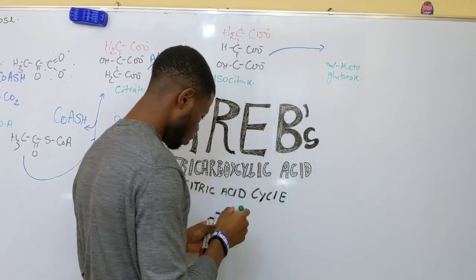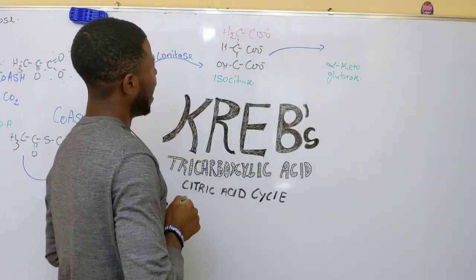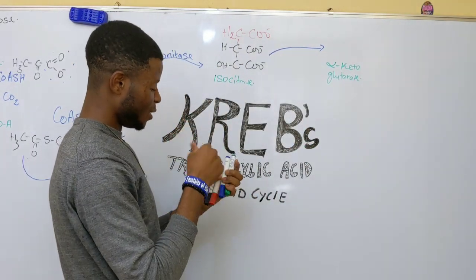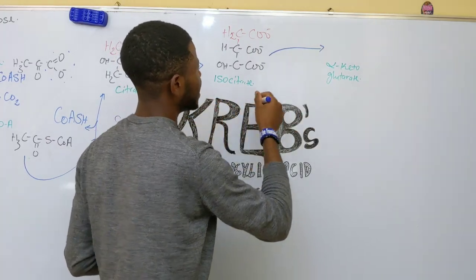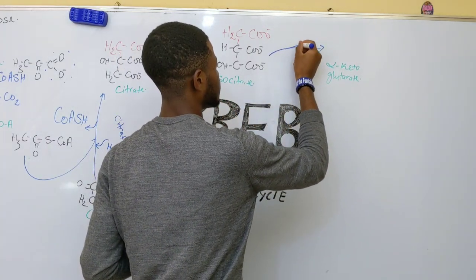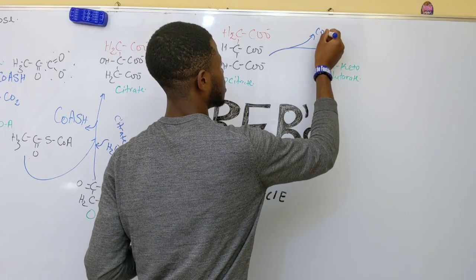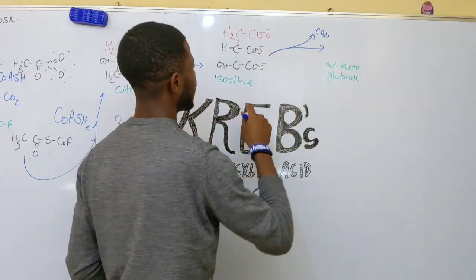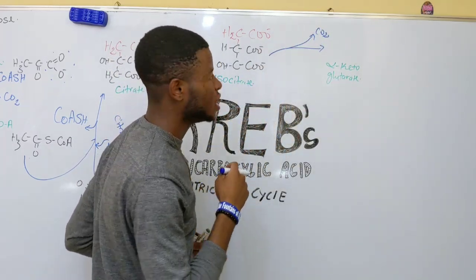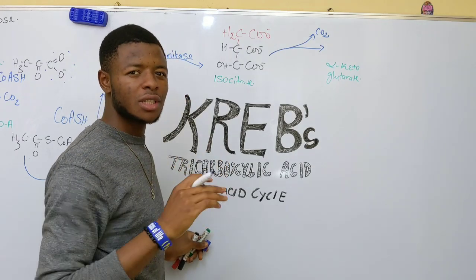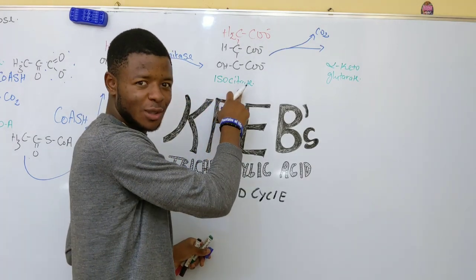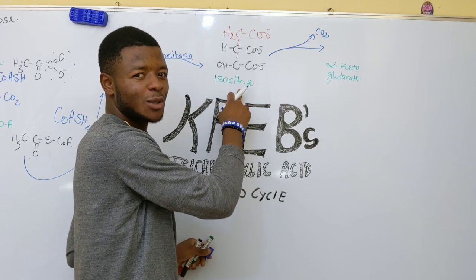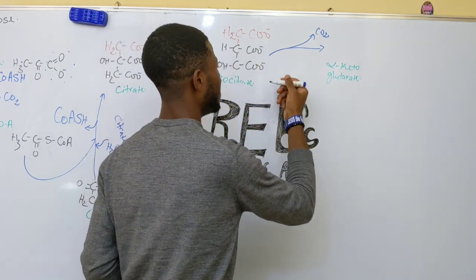Alpha ketoglutarate. How does it look like? What am I doing? Because actually at this level, what I'm simply doing here is I'm carrying out decarboxylation. Another thing, I'm carrying out dehydrogenation. And if I'm carrying out dehydrogenation, I should use a particular enzyme here. What am I dehydrogenating? Isocitrate. So it should be isocitrate dehydrogenase. That is my enzyme here.